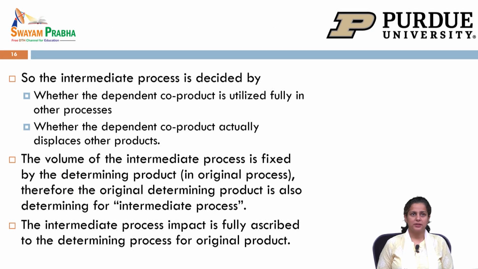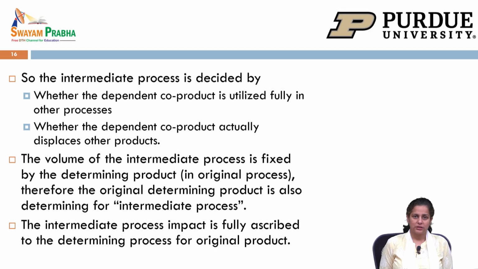So, in summary, the intermediate process is decided by whether the dependent co-product is utilized fully in other process or whether the dependent co-products actually displaces other products. So, you will decide the intermediate process. In case it is actually utilized fully in other process, then it will have to be pre-processed. So, you will have, for example, a recycling process, and if it is just going to actually displace other product, then there might not be any intermediate process because it is directly displacing the other product.